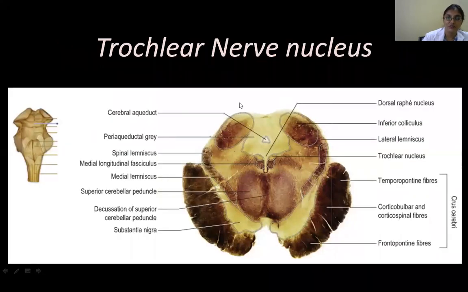Then coming to trochlear nerve nucleus. If you want to see the trochlear nerve nucleus, at which level will you give a section? At the level of inferior colliculus. So again here, this is cerebral aqueduct, and this is the periaqueductal gray matter here. These are the inferior colliculi, and here you can see the trochlear nucleus. Okay, and the same you can see, it's having its friend beside, the medial longitudinal fasciculus.